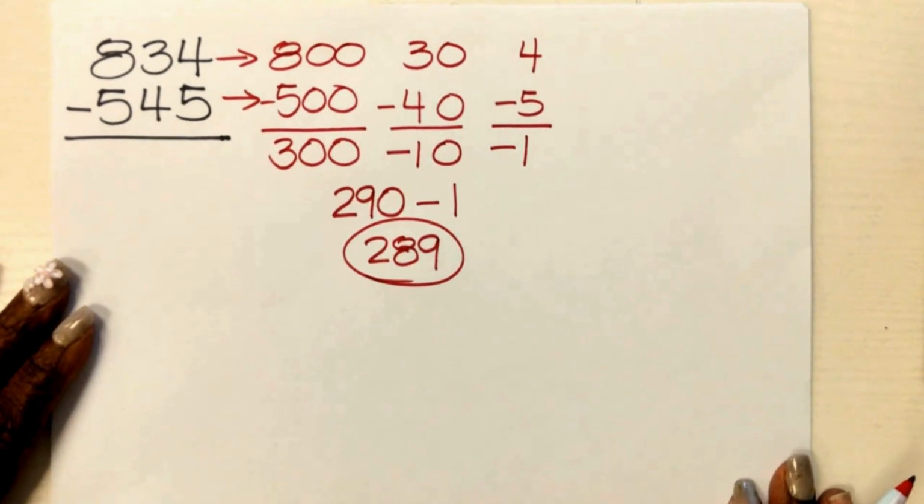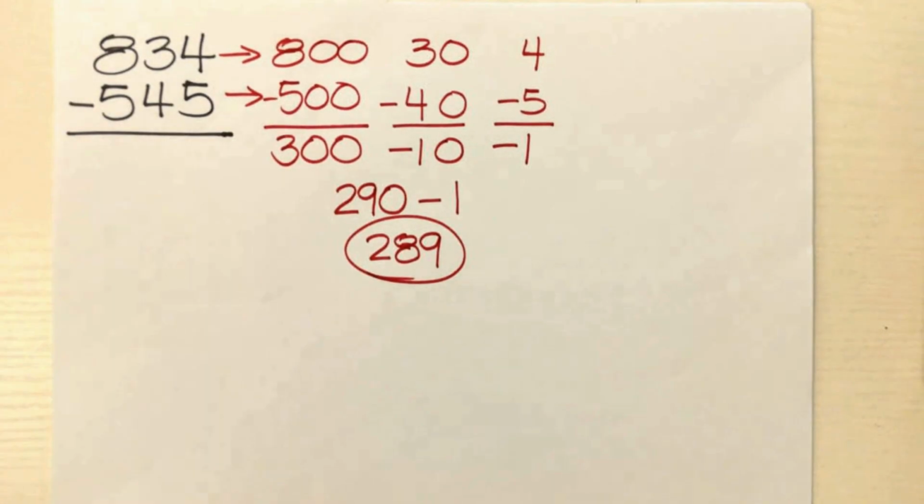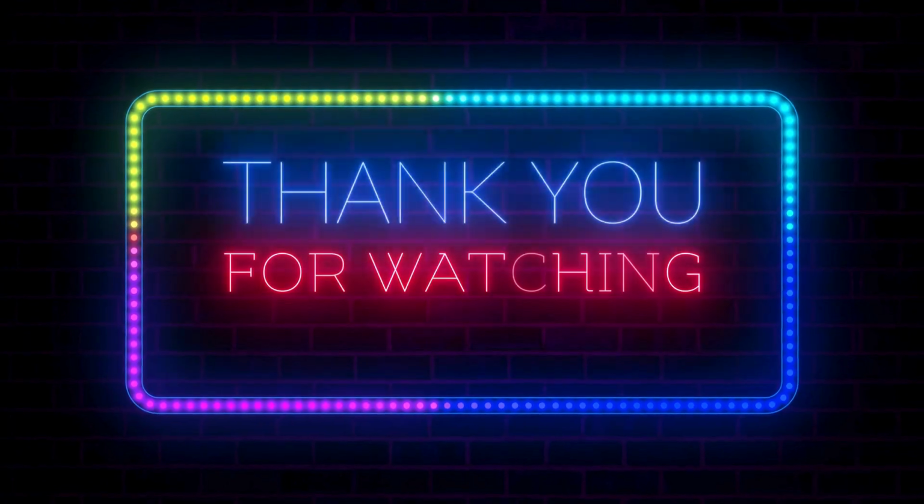So hopefully you got this one. And remember, this is using negative numbers in partial differences to subtract. And tomorrow we're going over a different strategy. This is just one strategy.